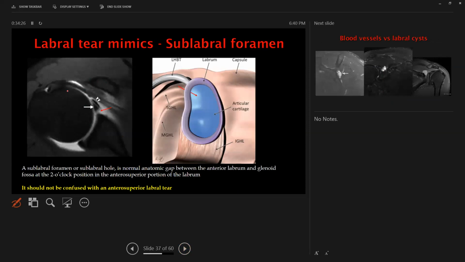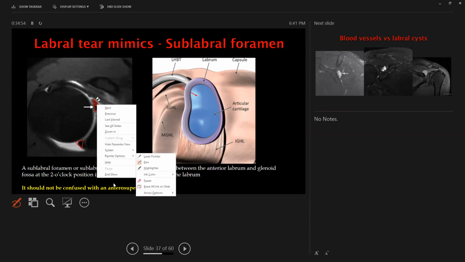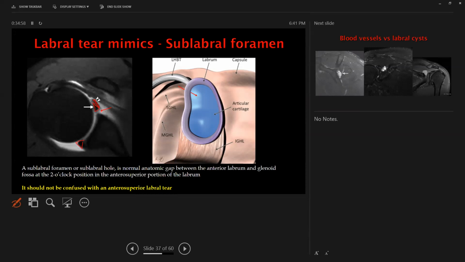Again, I said I'd show another example. There is a sublabral foramen, again around 2 o'clock position, where this is the posterior labrum, this is the anterior labrum, and there is a foramen here. And this is the middle glenohumeral ligament. So this is a sublabral foramen, which can also mimic a detached labral tear. Again, the clue is that it is between 11 o'clock and 3 o'clock position. So it's a normal variation and it's not a tear. Again, I told you that the middle glenohumeral ligament also can give a tear-like appearance, like you can see here.